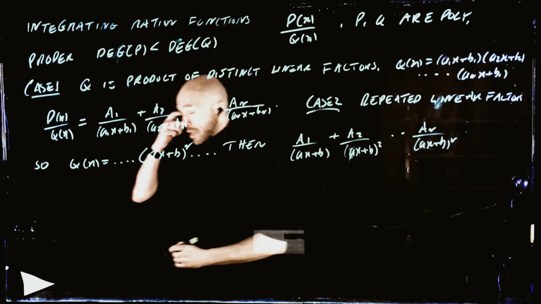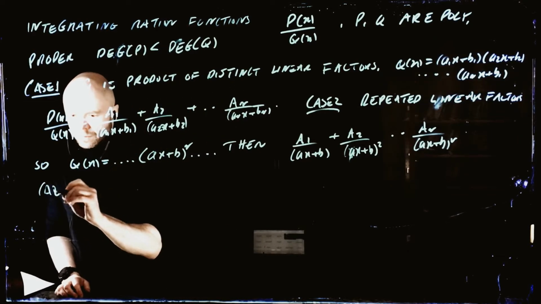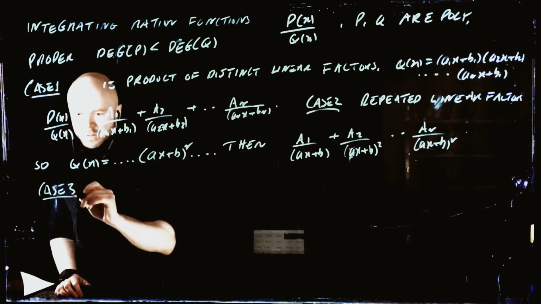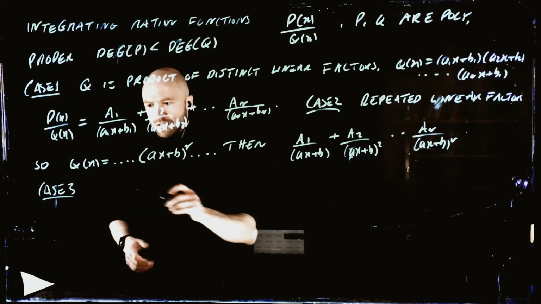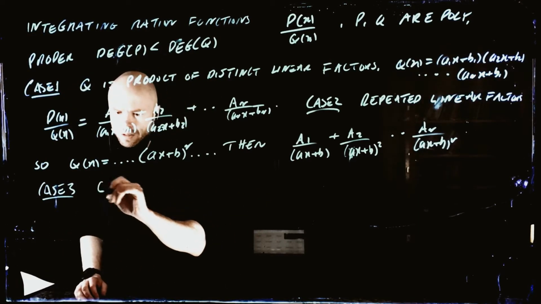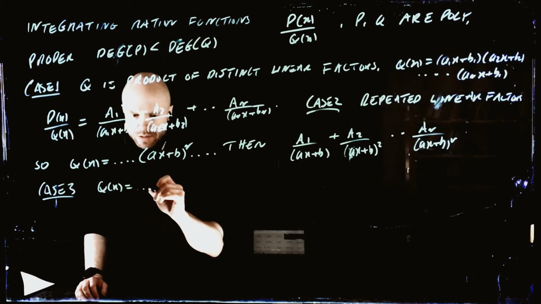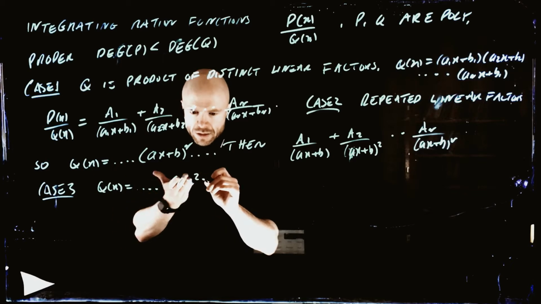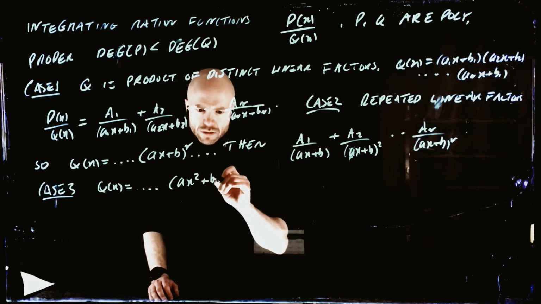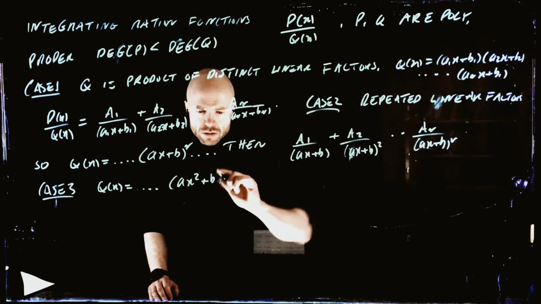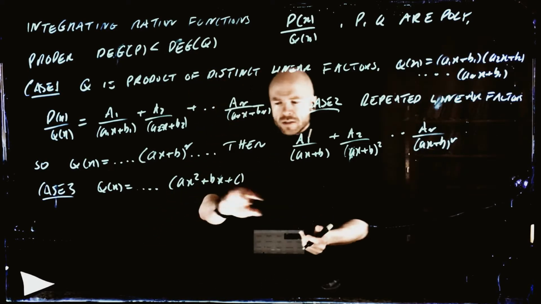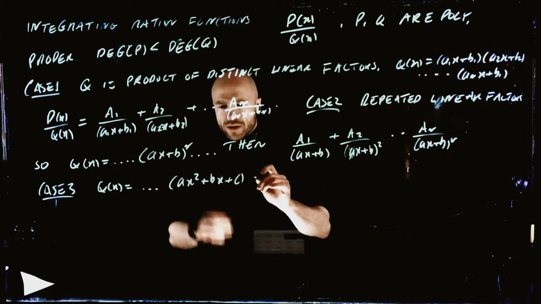Okay. Case 3 was when we have an irreducible quadratic, right, in the denominator. So q of x contains whatever stuff, but it also contains something which we can't split into linear factors, so something like this, where we can't break this thing up. This thing doesn't have real roots. We can't factor it.